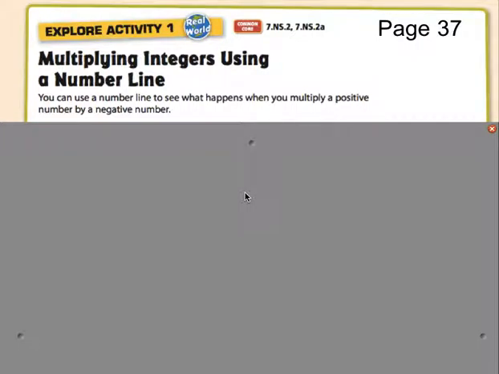Today we're going to be starting on page 37. We're going to be looking at multiplying integers using a number line. You can use a number line to see what happens when you multiply a positive number by a negative number.